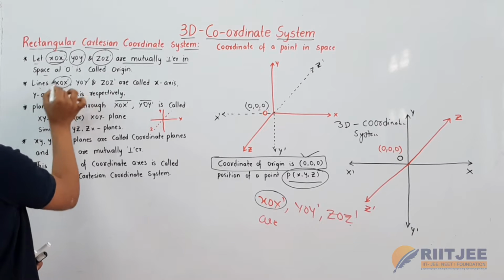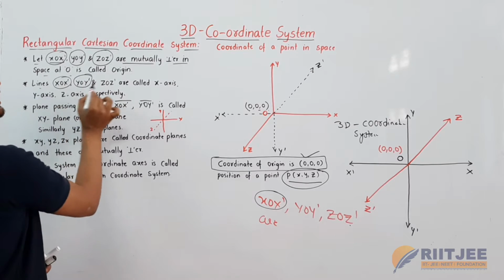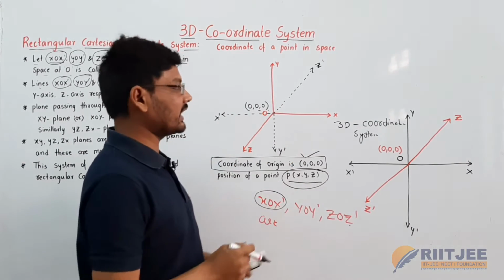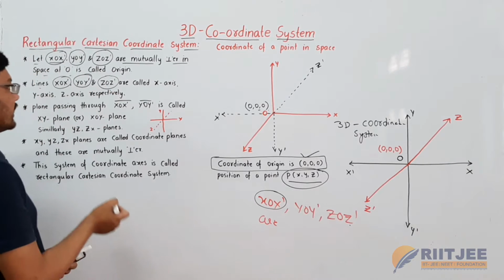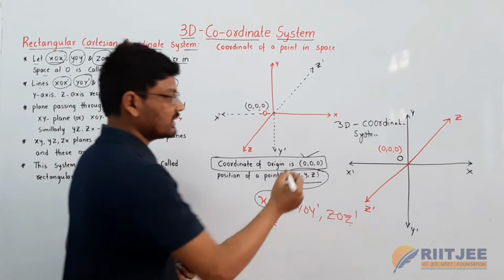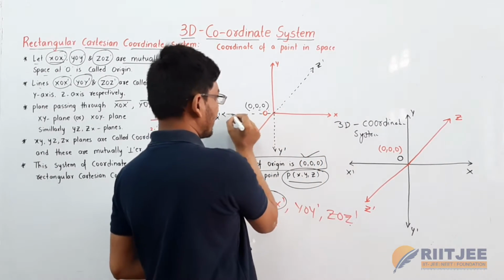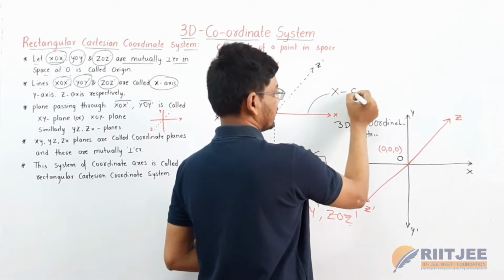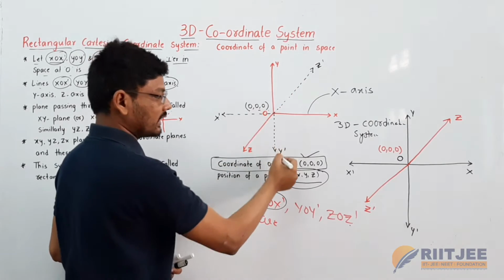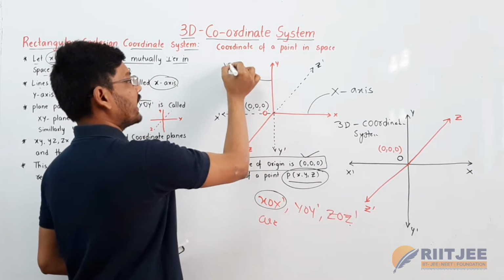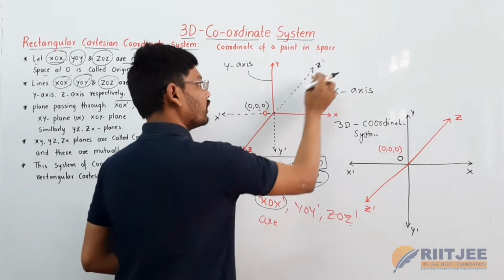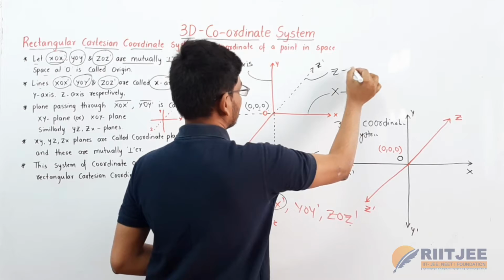And the second point: the lines X'OX, Y'OY and Z'OZ. These are the three lines, and they are mutually perpendicular to each other. This line X'OX is nothing but the x axis, and here Y'OY, this complete line, can be called the y axis, and this complete line Z'OZ is nothing but the z axis.